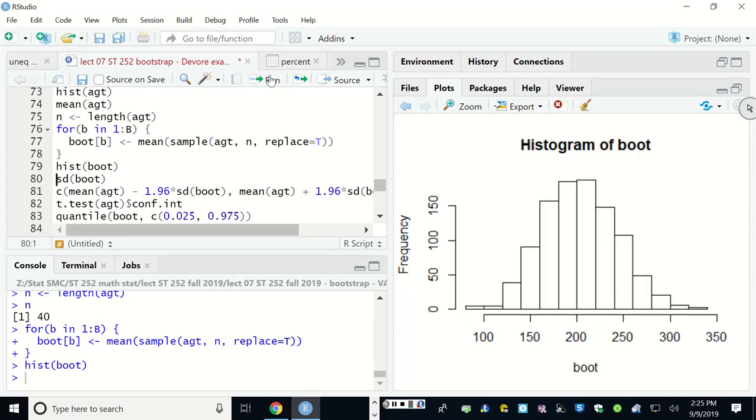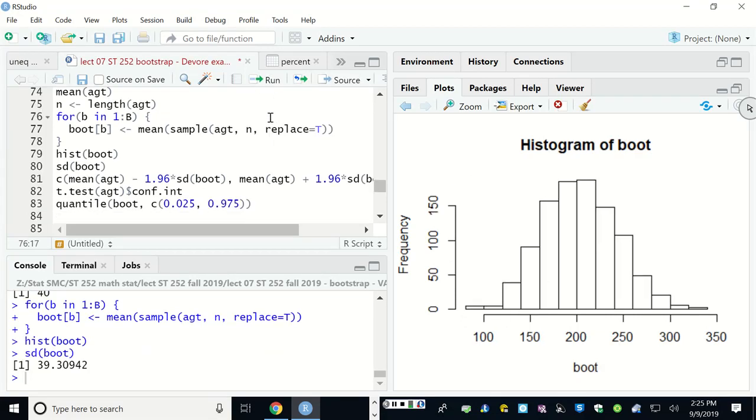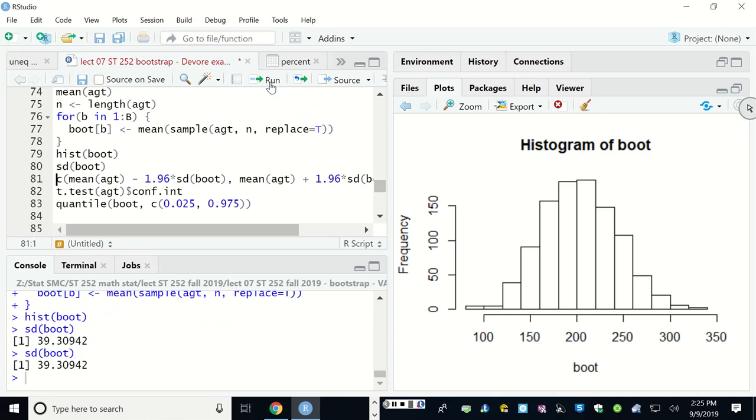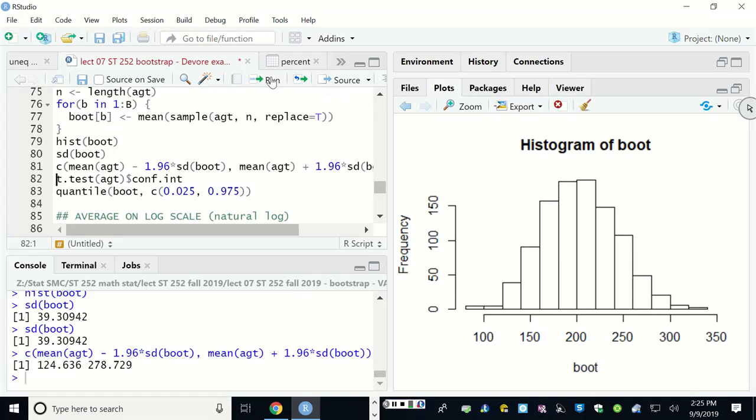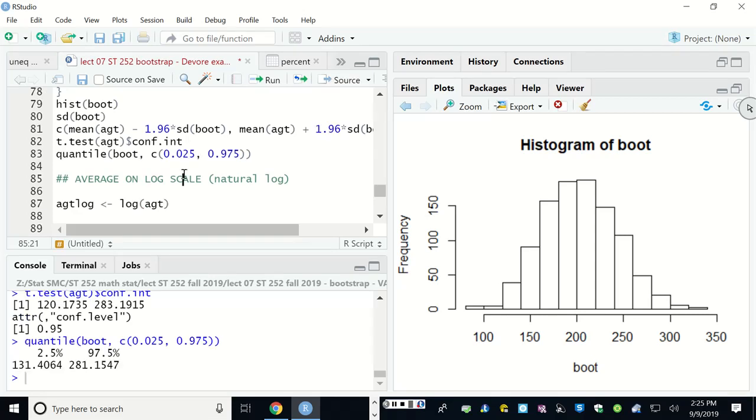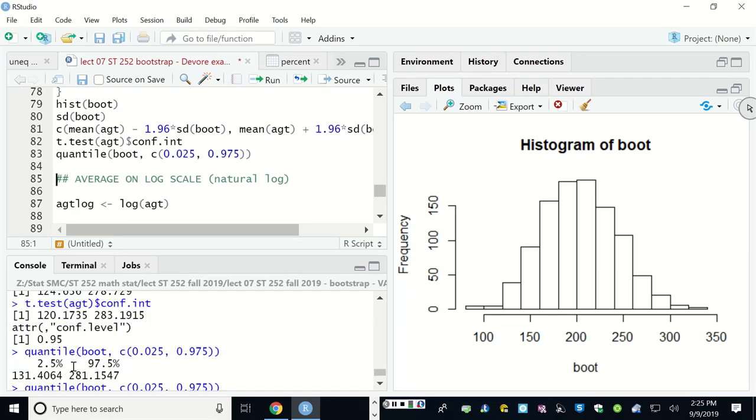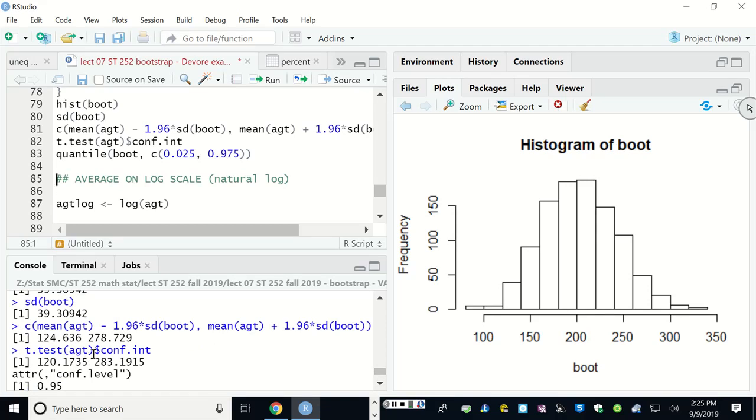The bootstrap histogram looks like that. It looks pretty symmetric, more so than the previous one with survival times. So if we take the standard deviation of those, 39. So this would be the standard error for X bar approximately. Our intervals look something like this, 124 up to 278. And there's a t-test confidence interval. And the percentiles, they're all pretty close in line.